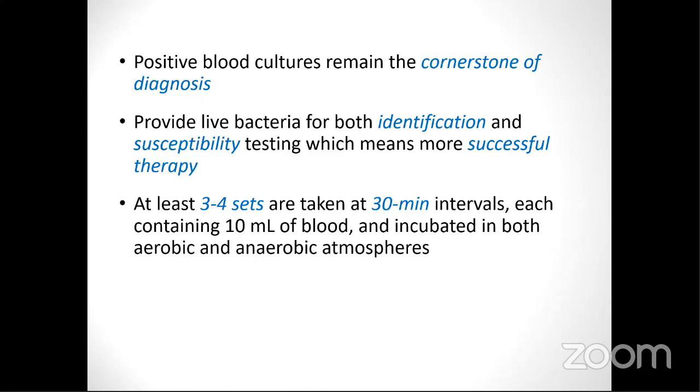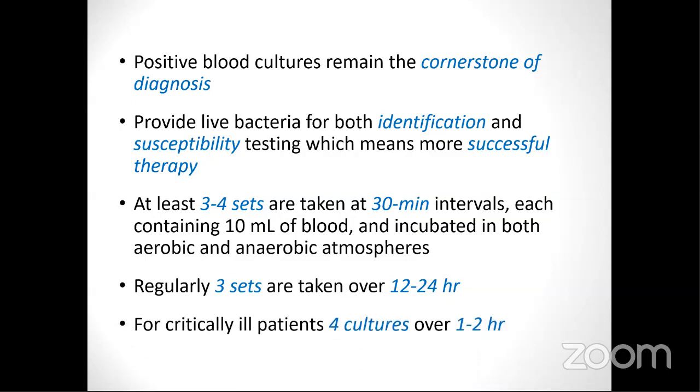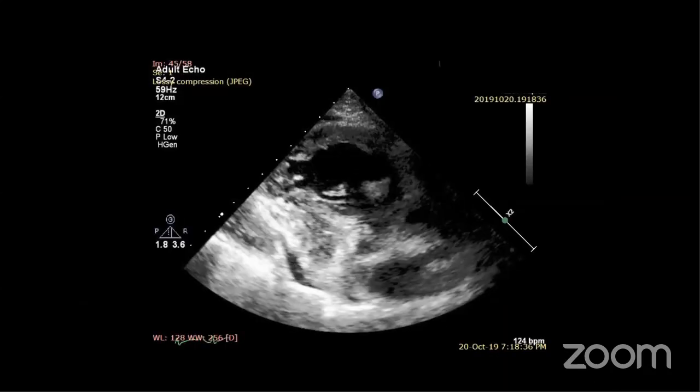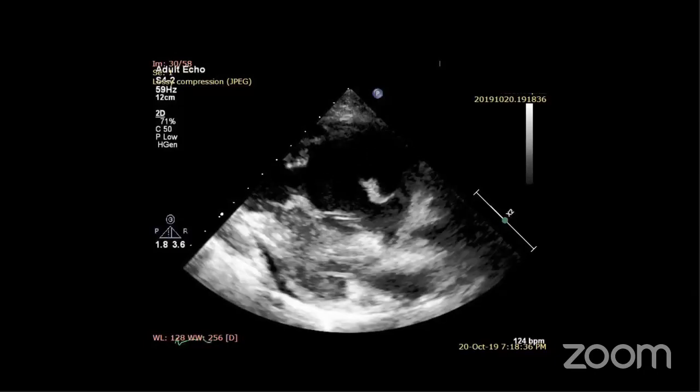At least 3 to 4 sets of blood cultures should be taken at 30-minute intervals. Each should contain 10 milliliters of blood and should be incubated in both aerobic and anaerobic media. Regularly, 3 sets are taken over 12 to 24 hours. For critically ill patients, we withdraw 4 cultures over 1 to 2 hours. So we have time to take blood cultures for our patient before the start of the empirical antibiotic therapy.